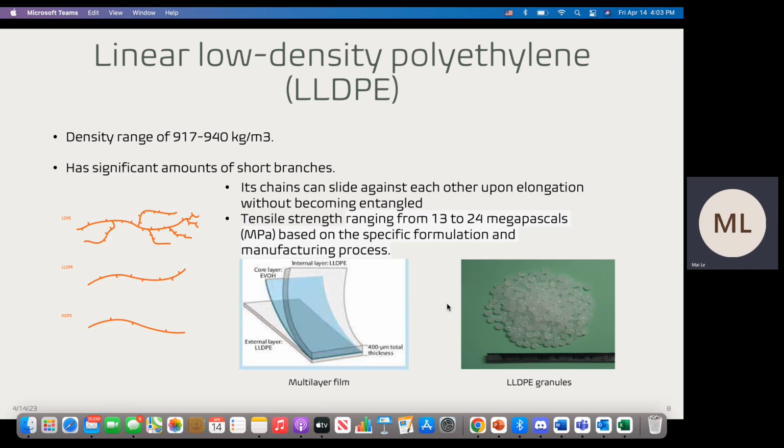We can see some examples. The multilayer film is the most common example right here. One of the internal layers is made from LLDPE, and then this one is the LLDPE granules.